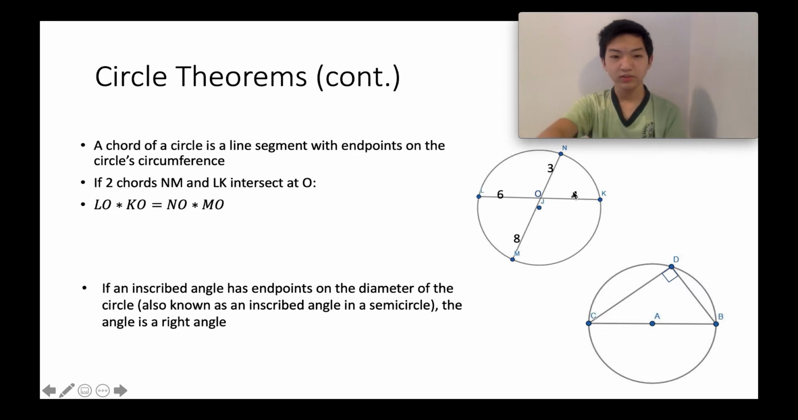So next, if an inscribed angle has endpoints on the diameter of the circle, and this is also known as an angle inscribed in a semicircle, the angle is a right angle. So you can see here that we have an angle inscribed here, and it kind of looks like a triangle inscribed in a semicircle, and this angle is a right angle.